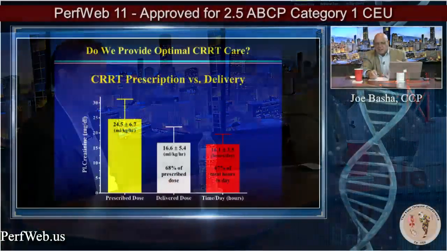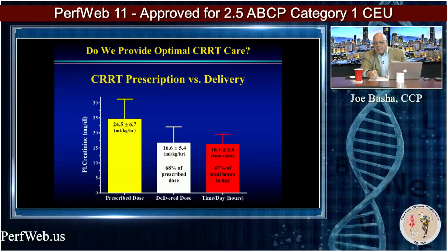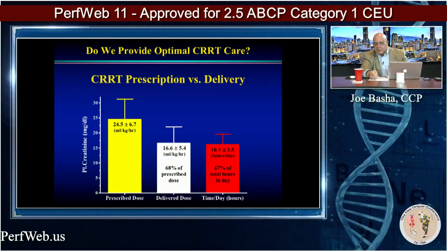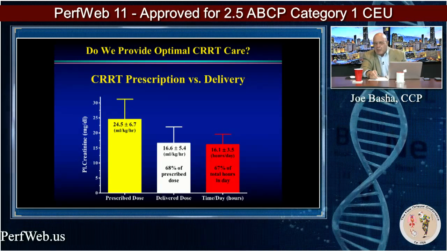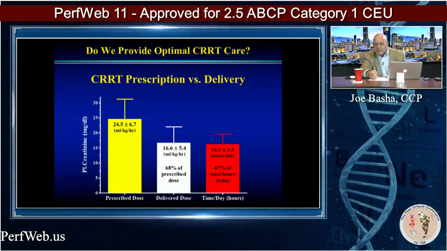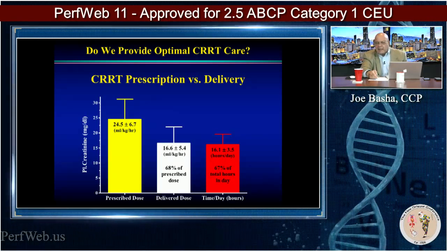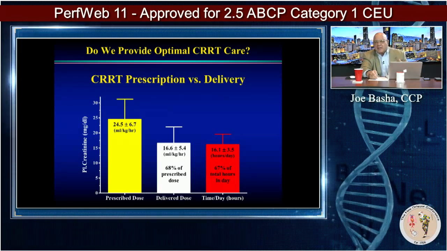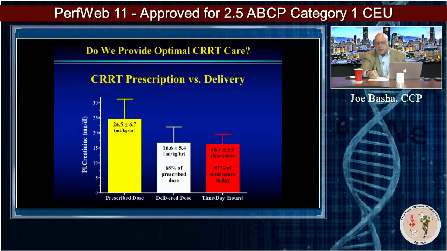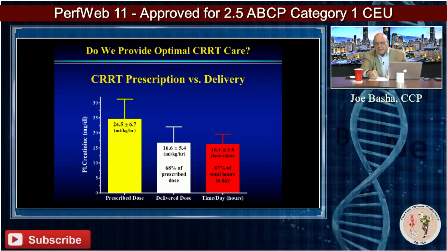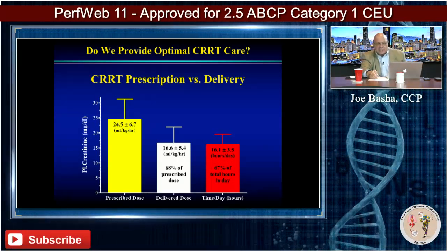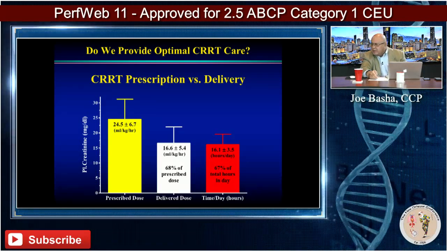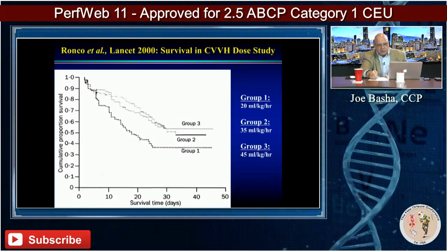This basically represents the same thing that we talked about: if your prescription says you want 25 mLs per kilo per hour removed, but you're only removing 16, then you're really not providing the dose that you expected to, and that patient is not benefiting from it. And that can be for a whole variety of reasons. Generally, they're technical reasons, and it has to do with the access, and we'll talk more about access.